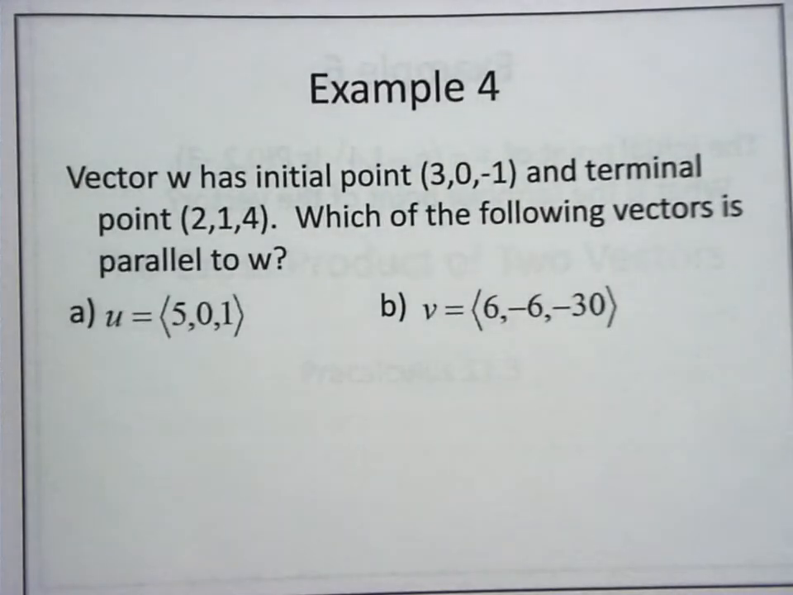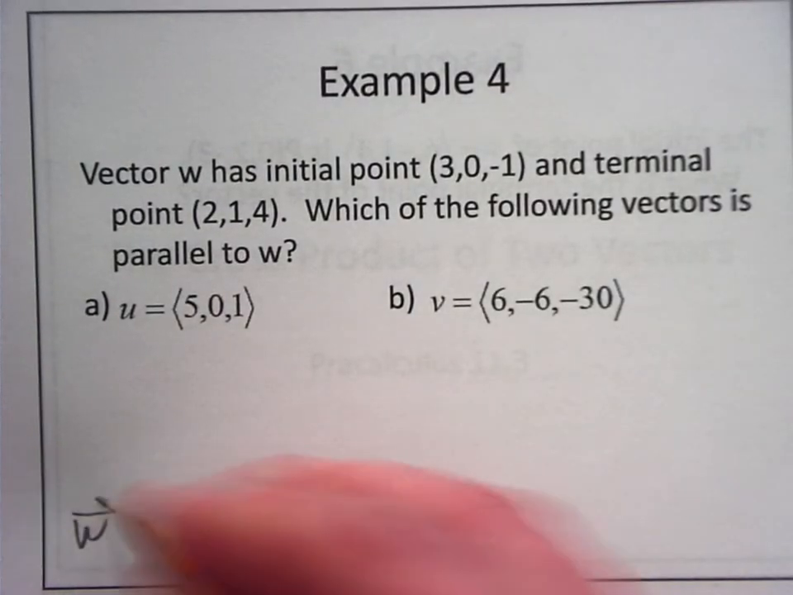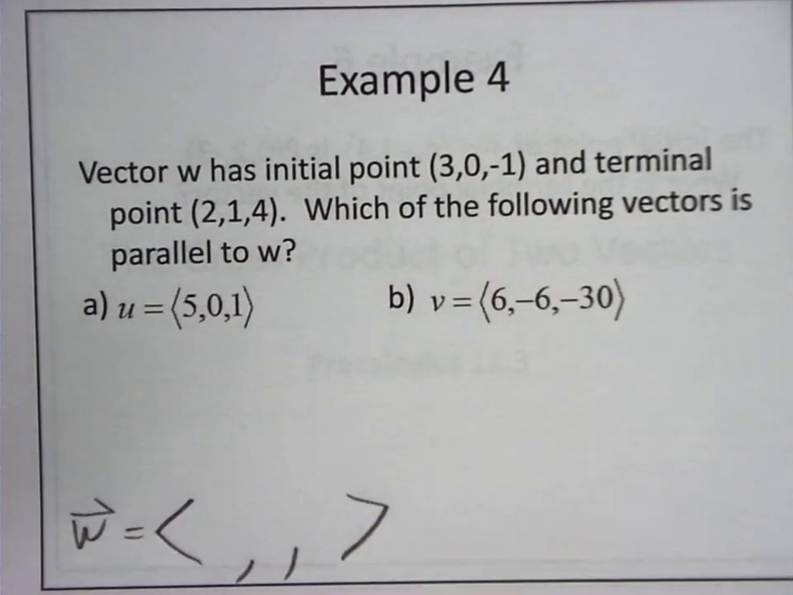Which of these vectors would be parallel to the vector w that starts at 3, 0, negative 1, and ends at 2, 1, 4? Well, what would I have to do first? Do what? Component form for w. So vector w is going to be equal to what?